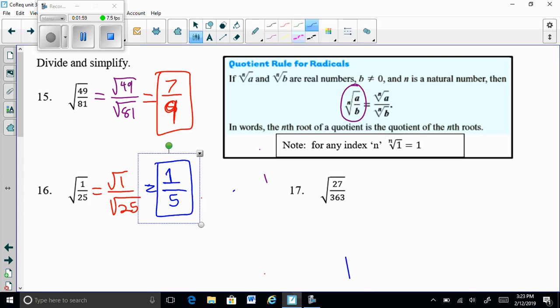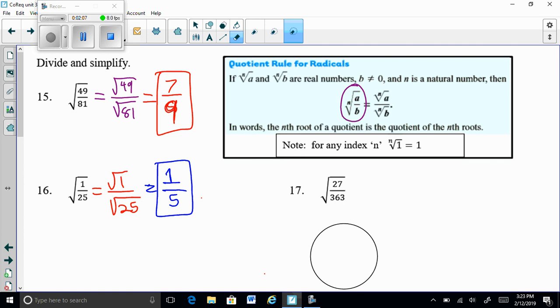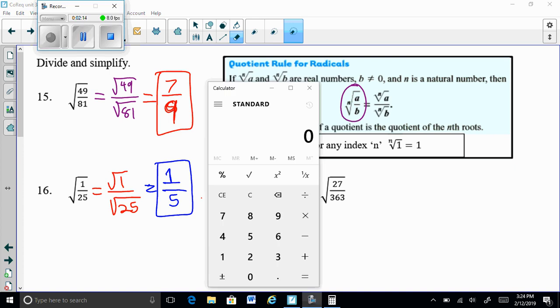All right, moving on. Here we're going to run into one that's a little bit more interesting. We've got 27 over 363. I pulled out my calculator in case I need it here, but it does look like they're both multiples of 3, so let's check that out. 27 divided by 3 is 9. And 363 divided by 3 is 121.